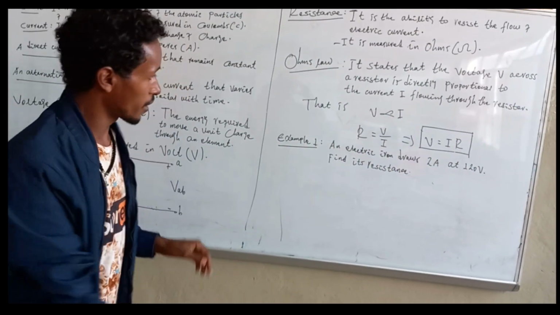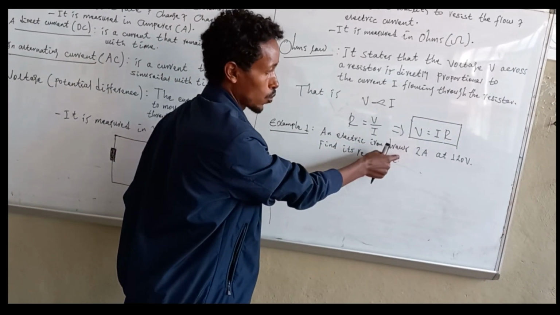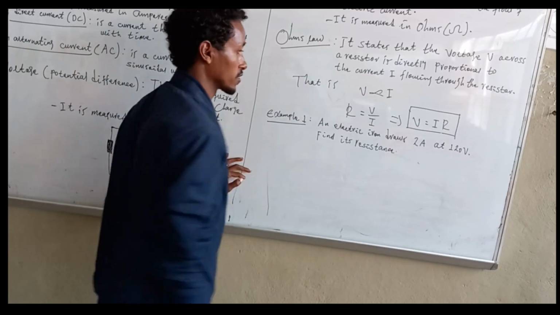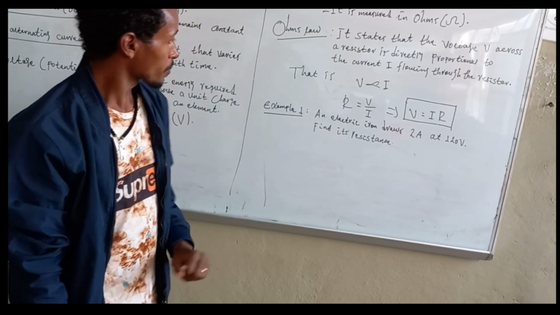As a simple example, example 1: an electric iron draws 2 ampere at 120 volts. Find its resistance.